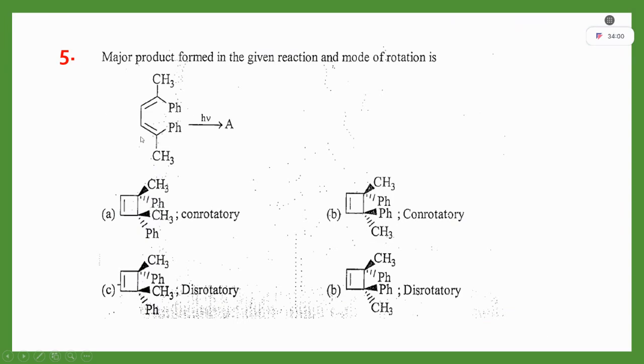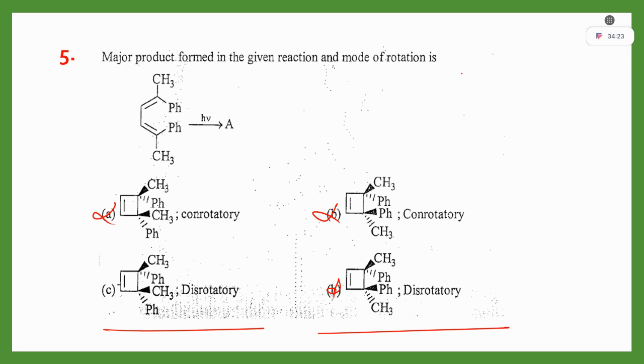You know that this is 4n system. This is photochemical condition. So obviously it will undergo disk rotation. So you can easily eliminate option number A and option number B. Only left options are option number, oh sorry, this is your D only. Now in C and D, tell me, Aarti, which option can be correct?